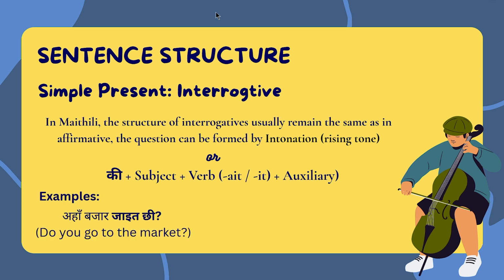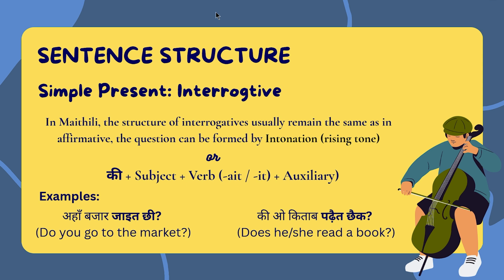So let's look at few examples. If you have to state a simple sentence, affirmative, we'll say aha bajar jaichi, you go to the market. But when we are asking a question, we'll have to add a rising tone to the verb. So if we have to ask, we'll say aha bajar jaichi, do you go to the market?